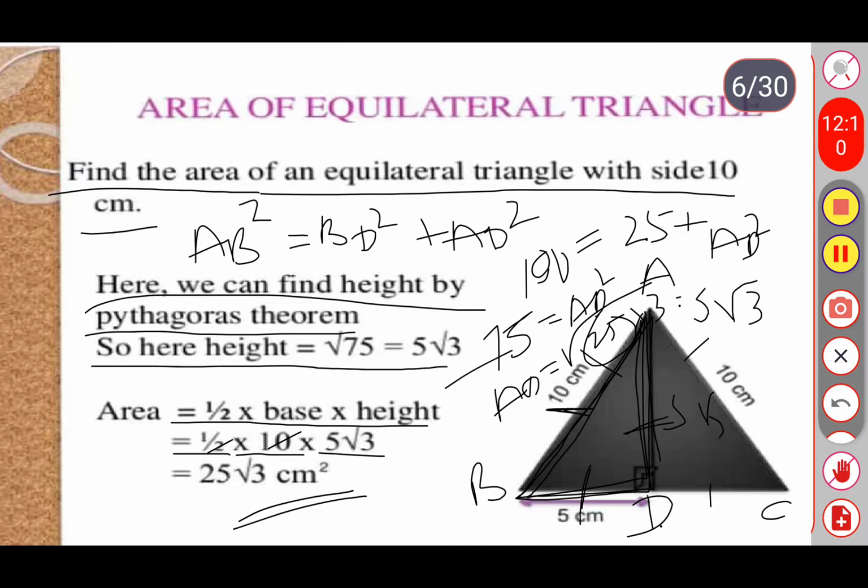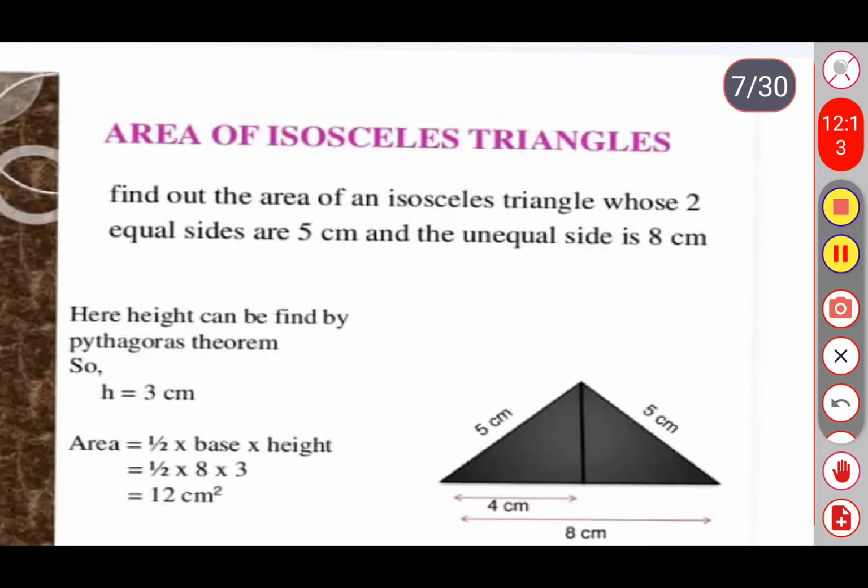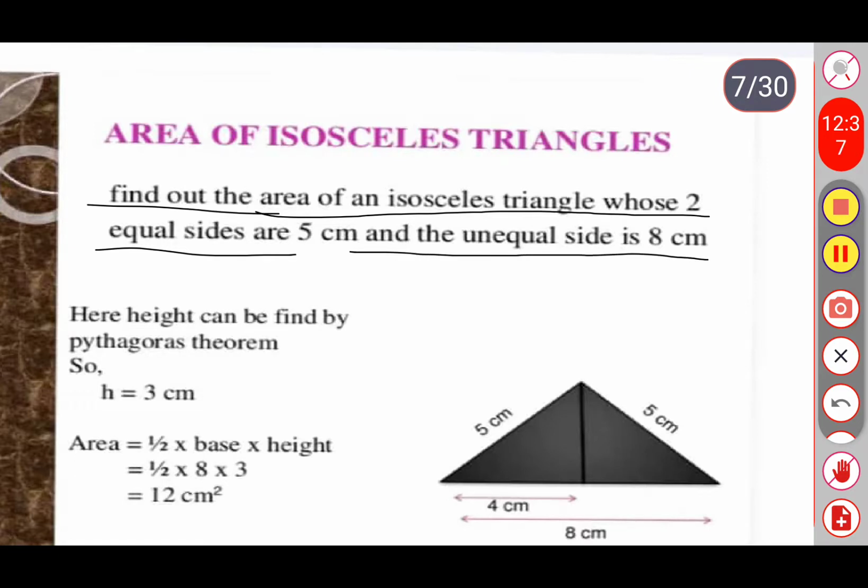Okay, let's see the second example. Area of an isosceles triangle. Find out the area of an isosceles triangle whose two sides are 5 centimeter and the unequal side is 8 centimeter. Here two sides are equal in an isosceles triangle.